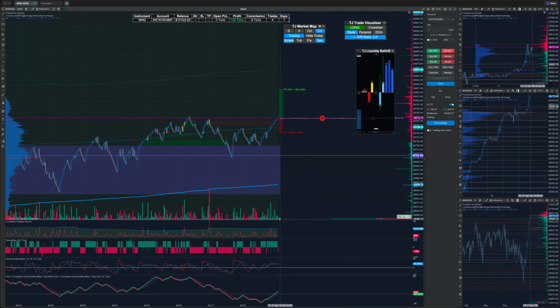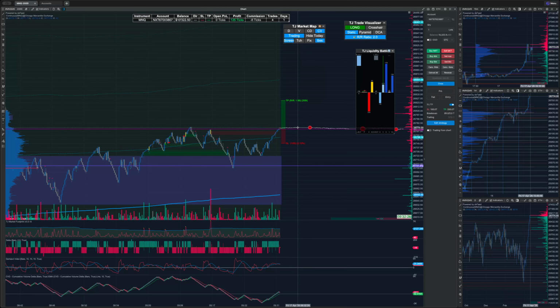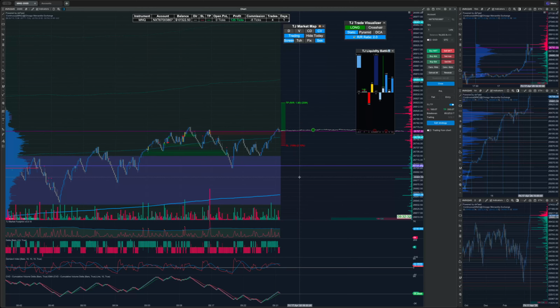Let's see on the volume line here how far it needs to push to get all these stop losses from these trades here. So really curious now. Somebody doesn't want them to go.